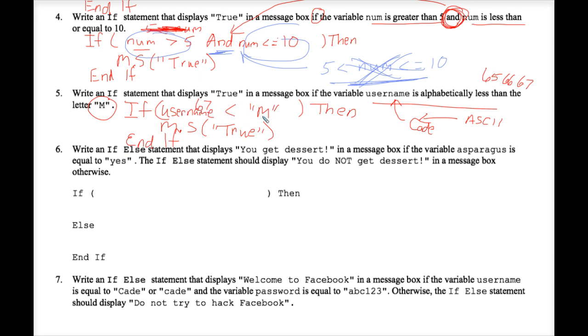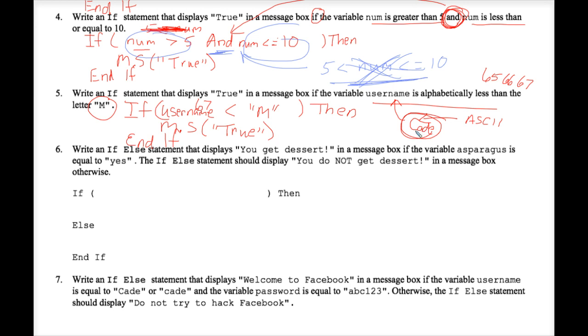Well, I don't need to know what M is exactly. All I know is that M falls further into the alphabet than the letter A or the letter C. So it definitely is a fact that 67 is less than some number greater than 67. So overall, this would be true if my username was Cade.